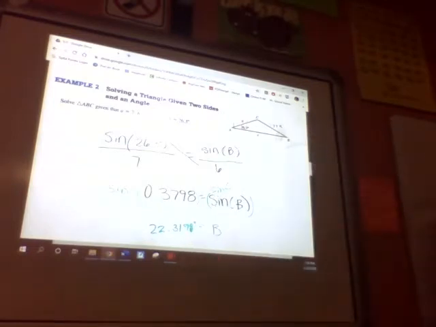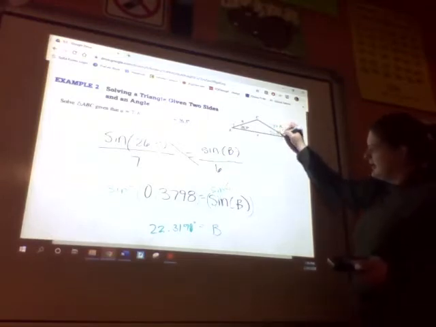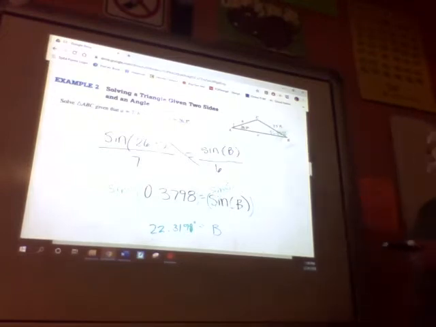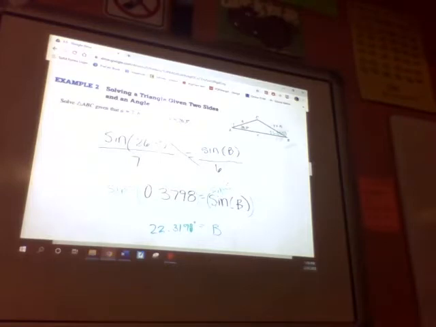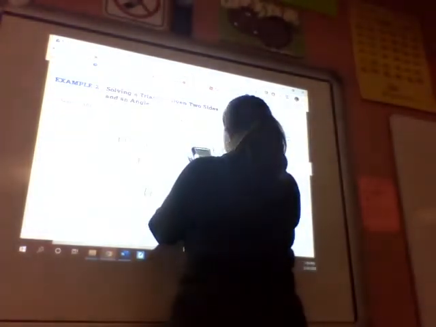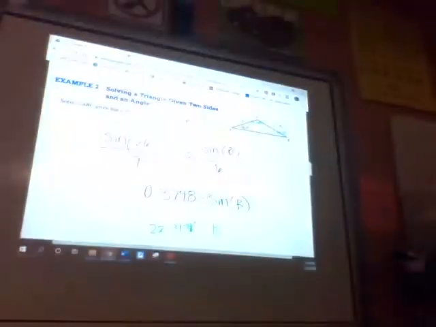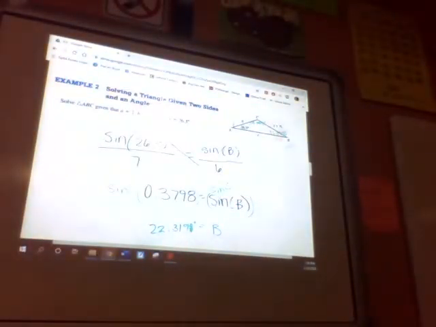All right. So now, because we know that this degree measure is 22-ish, we can take that idea of the sum of a triangle being 180 and get the missing C value so that we can do the other side length. So if we have 26.3 plus the previous number, and then we take that away from 180, we have 131.3802 degrees. Don't have to be that specific, but anyway.